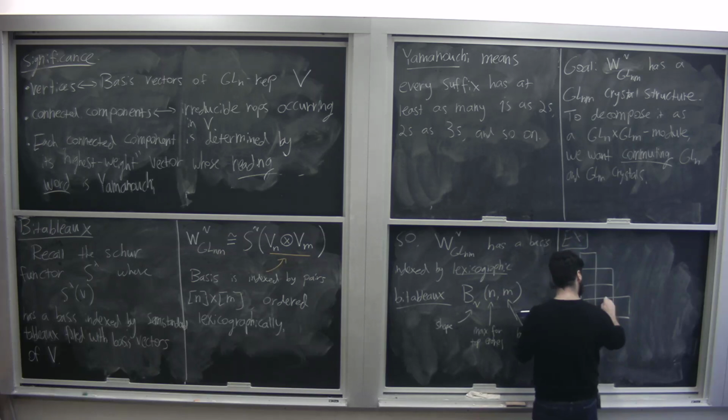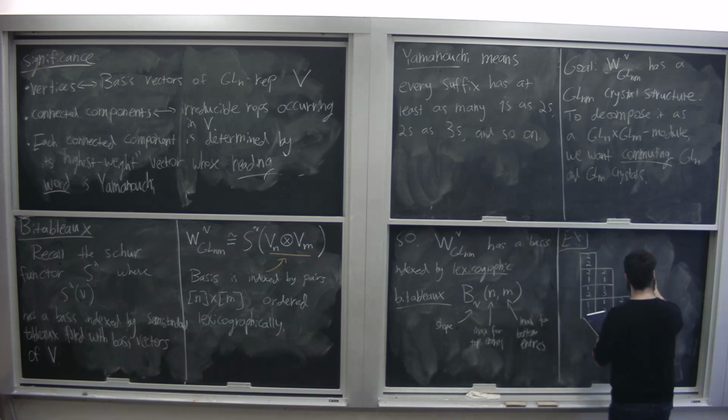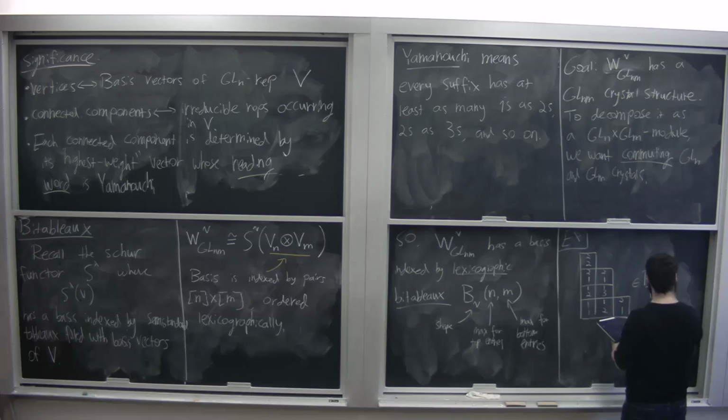So as an example, we have 1, 1, 1, 2, 2, 1, 1, 2, 1, 3, 2, 1, 2, 1, 2, 2. This is an example of a lexicographic bitableau of shape 3, 2, 2, 1. Top entries max out at 2, bottom entries max out at 3.